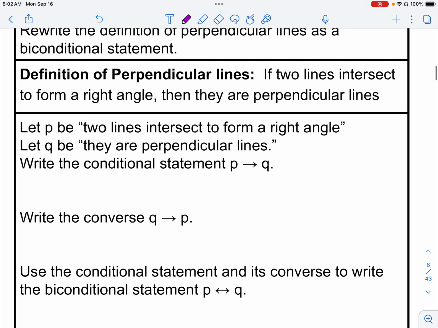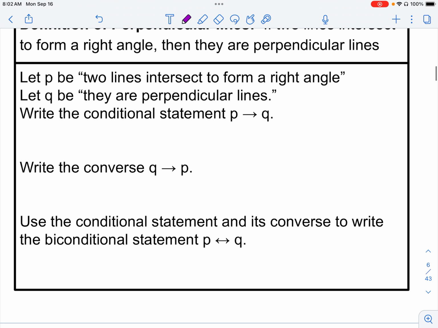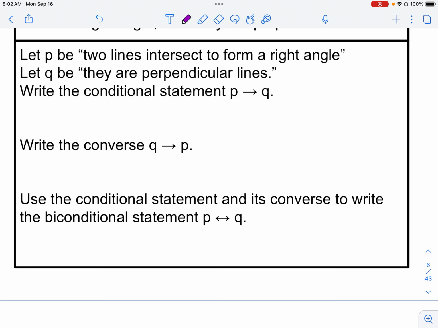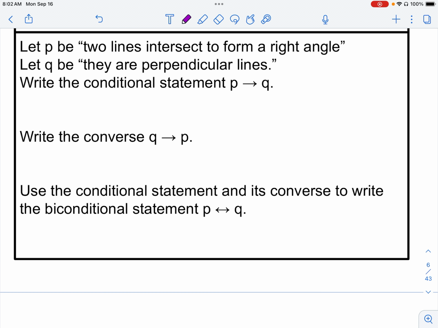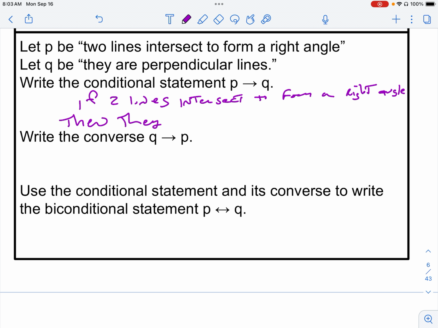All right, so up above we used the definition of perpendicular lines. We're going to use it again. P is our two lines intersect to form a right angle. Q, they are perpendicular. So just like up above, we're going to rewrite it in the conditional statement: if two lines intersect to form a right angle, then they are perpendicular lines.